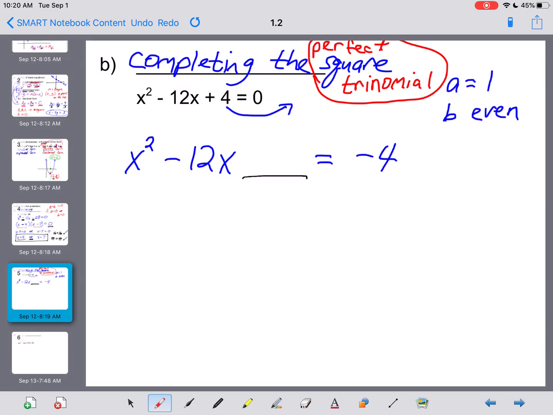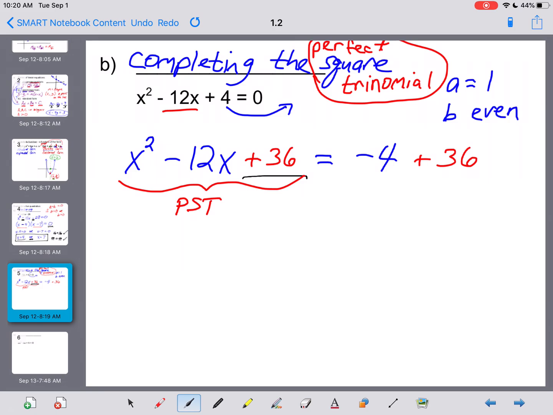So as we look at b, which is negative 12, we cut that in half to get a negative 6. We square that negative 6 to get a positive 36, and we're going to add that 36 here on the left side. And what we've just done, everybody, is created a perfect square trinomial over here on the left-hand side. And of course, I can't just add a 36 on the left-hand side because I feel like it. I also have to balance that out by adding the same value over here on the right.